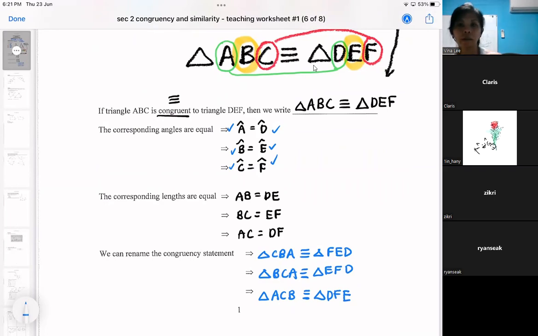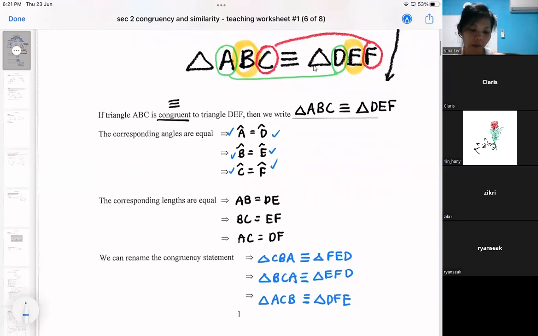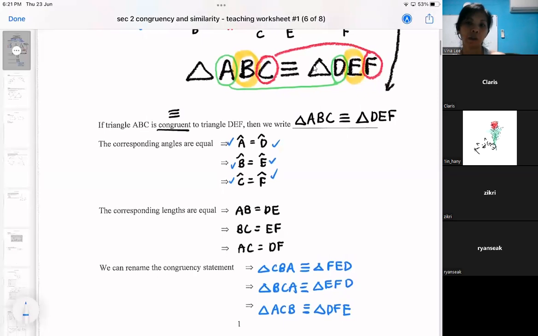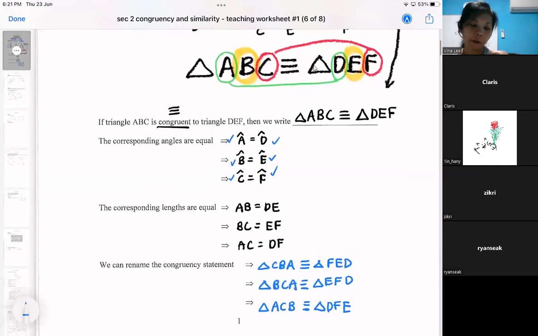So that is the generic basic idea of congruency. Congruency is identical twins, and they should be matching in terms of length and in terms of angle. Because of this, they will be asking you to find the missing length. That will be the basic concept: matching length, matching angle, and there should be a matching congruency statement.